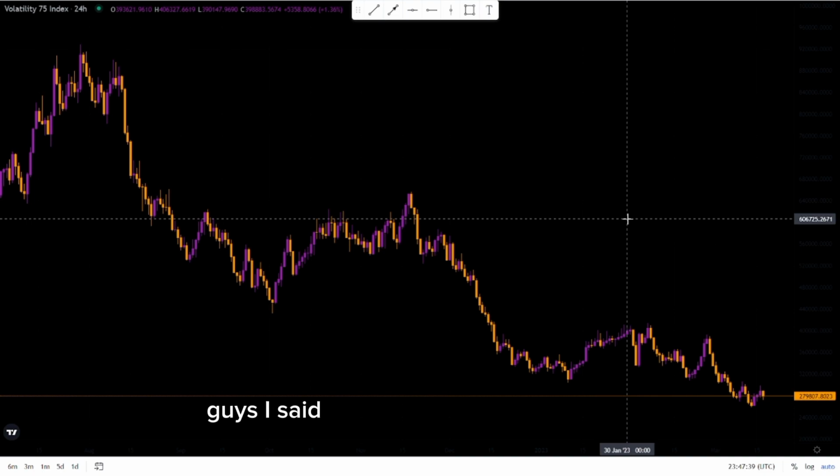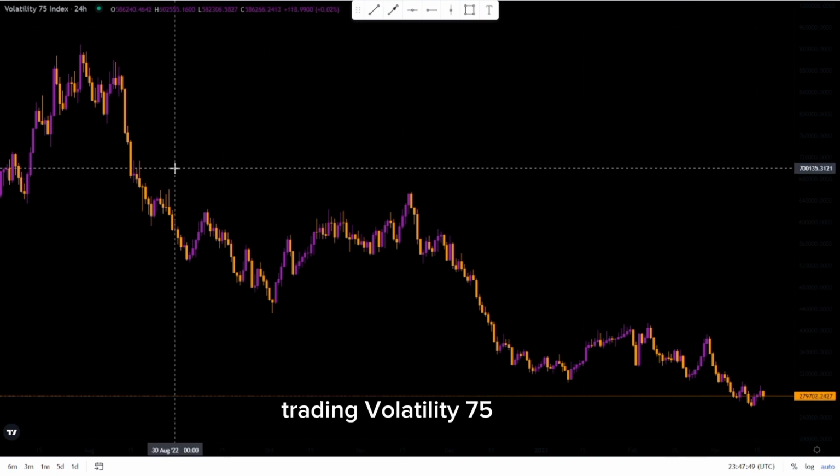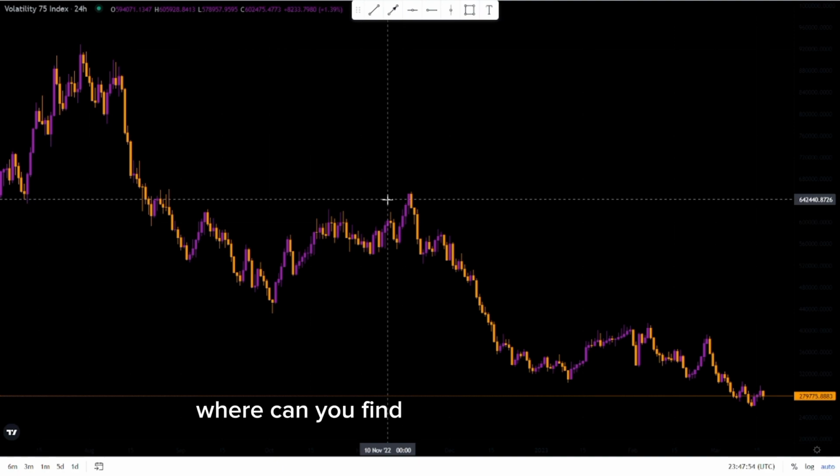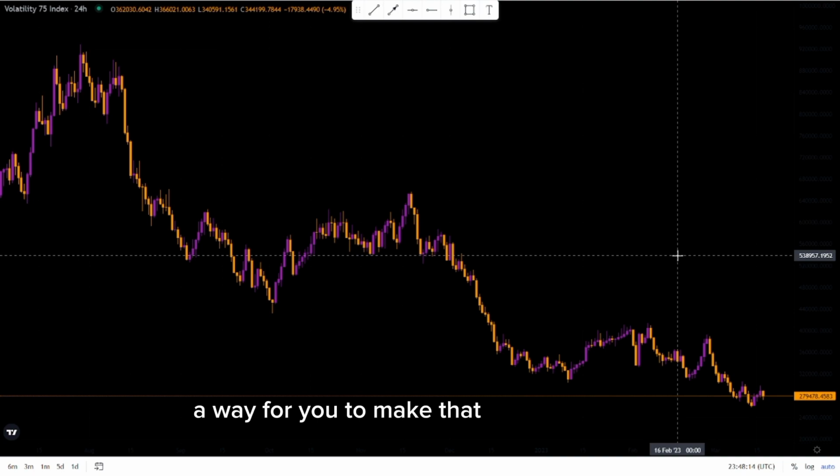So guys, I said I'm going to be showing you how to actually make yourself $20 or more trading the Volatility 75 index. Where can you find this Volatility 75 index? You can find it on a broker called Derive. There are synthetic indices inside Derive, so just go and research more about Derive, then you'll find out more. Now what I'm bringing is a way for you to make that little cash.